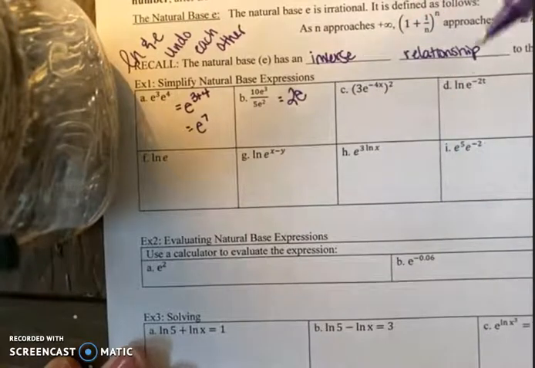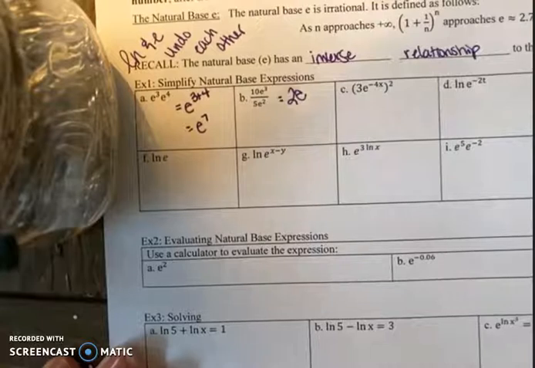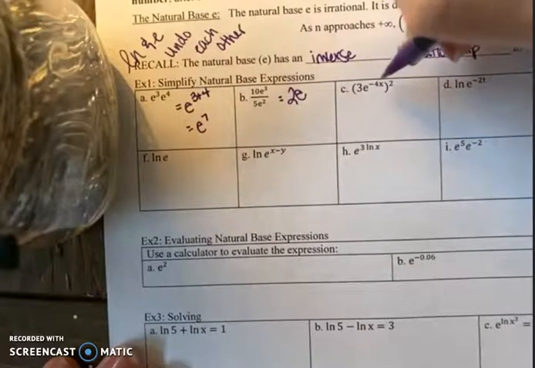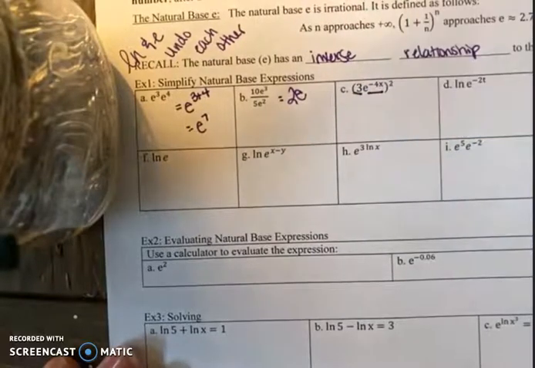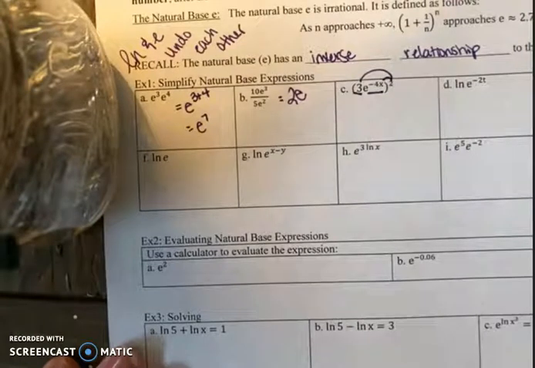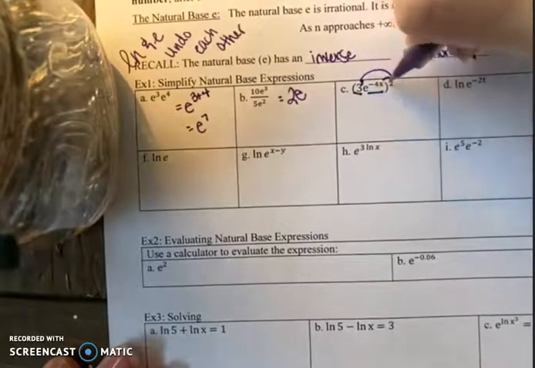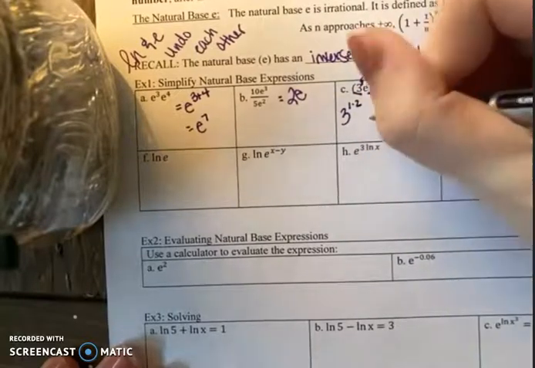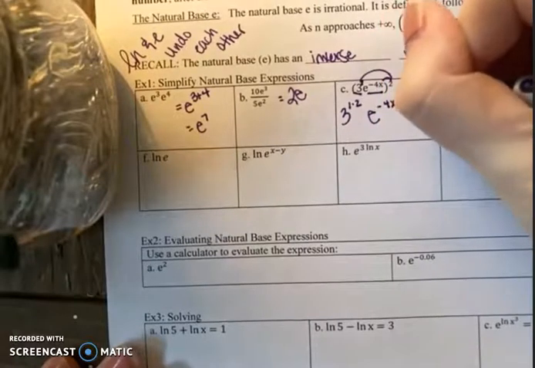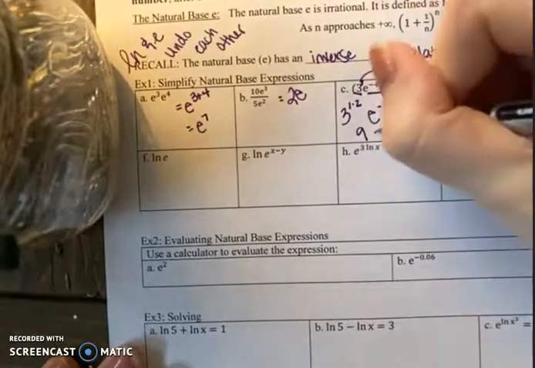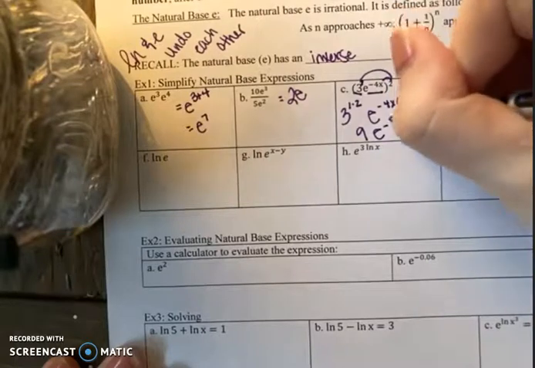C, there's a couple of different things here. The first thing is this whole expression is being raised to the 2nd power. Whenever you multiply two different things together and it's raised to a power, you need to distribute that power to both terms. Then this becomes a power to a power property where you need to multiply the powers together. So I have a 3 to the 1 times 2 power, and then e to the negative 4x times 2 power. So that's 3 squared, or 9. And that's e to the negative 4 times 2 is 8x.